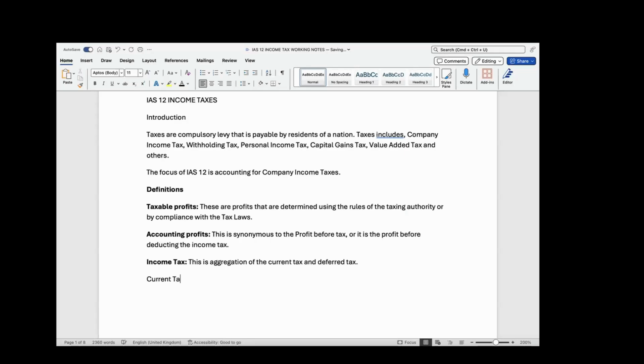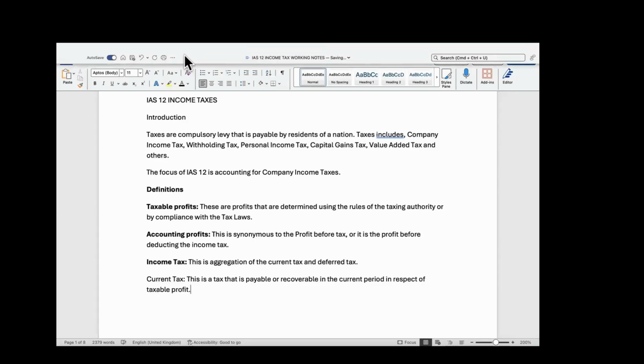Then, this current tax is a tax that is payable or recoverable in the current period in respect of taxable profit.